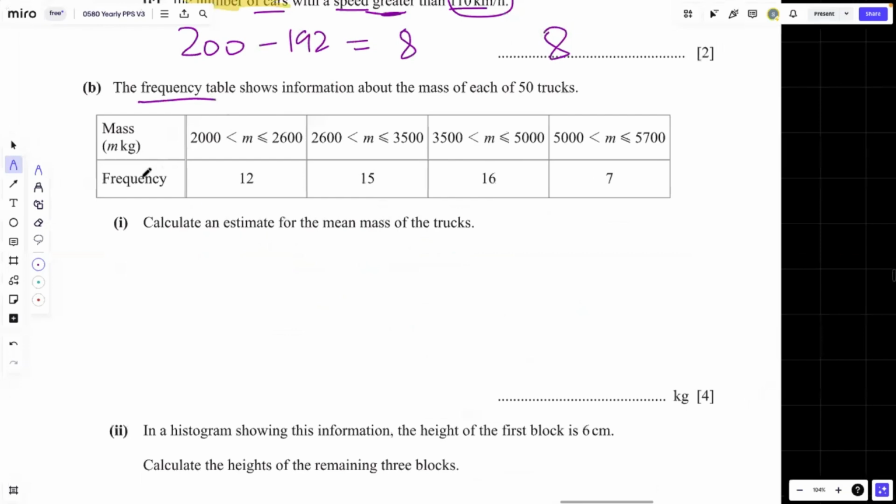Next up, you have the frequency table here that shows the information about the mass of 50 trucks. So that's a total of 50 values. And we're supposed to calculate the estimate of the mean.